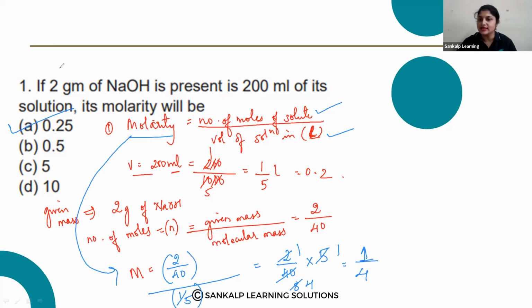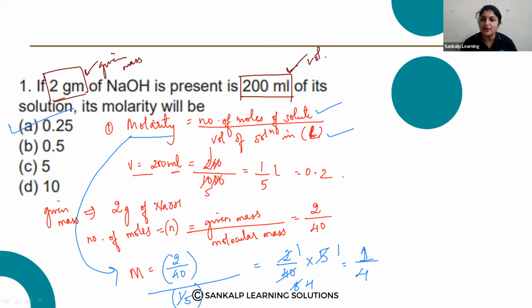The given mass is 2 gram of NaOH. It is present in 200 ml of its solution. So you have to find the molarity. How do you calculate molarity? Molarity is nothing but number of moles of solute divided by volume of solution in liters. Here the volume is given, that is 200 ml, and the mass is given. So these are the given quantities.